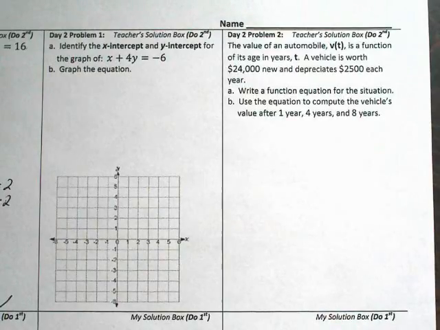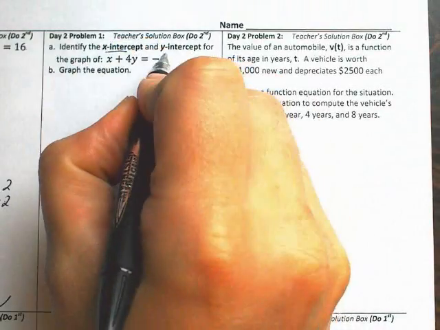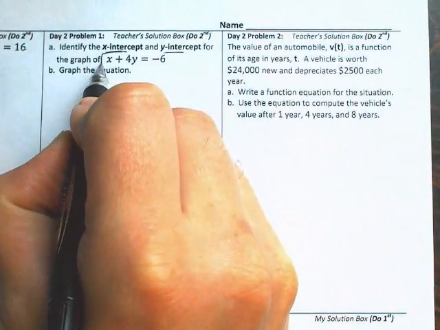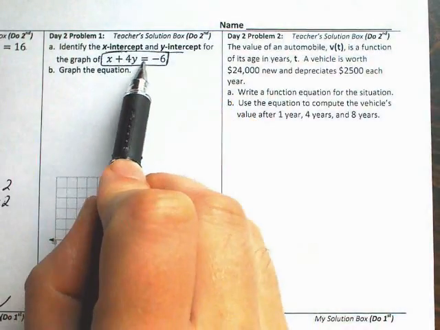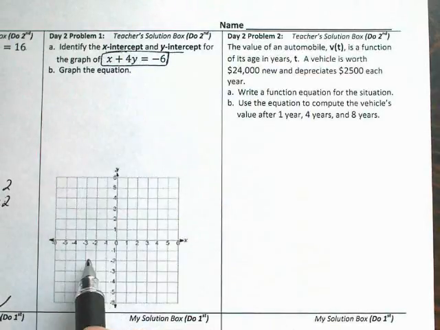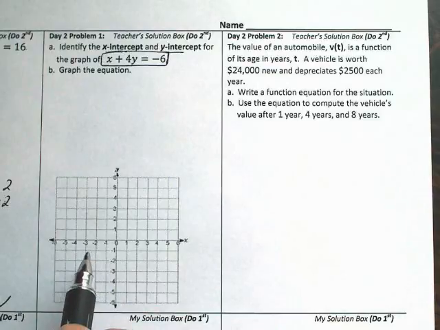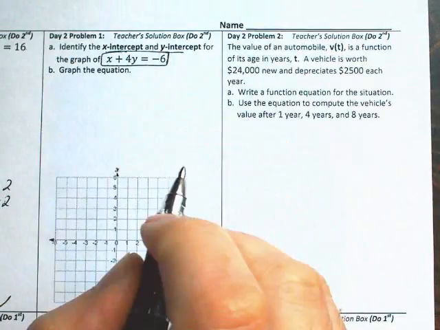Day 2, Problem 1. Part A, identify the x-intercept and y-intercept for the graph of x plus 4y equals negative 6. This linear equation, when graphed, is going to create a diagonal line on the grid, and it will cross the x-axis at a dot, that is the x-intercept, and it'll cross the y-axis at a dot, that is the y-intercept. And in Part A, we are asked to find those two dots.